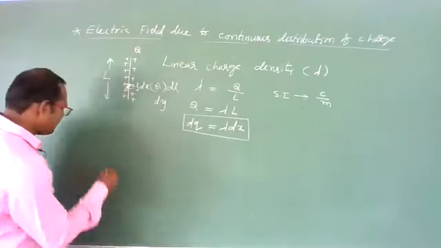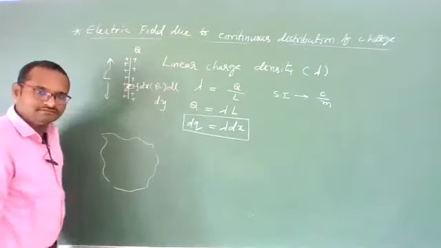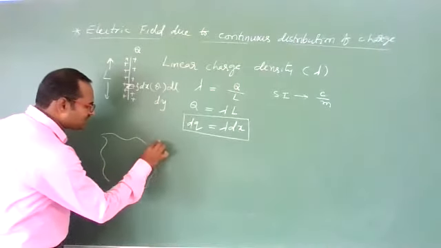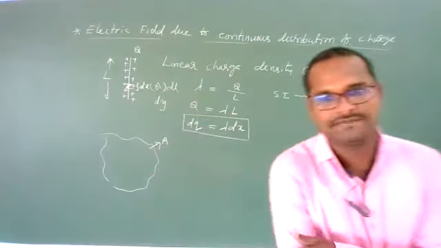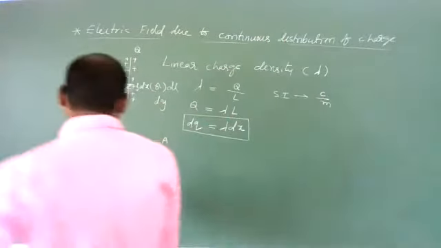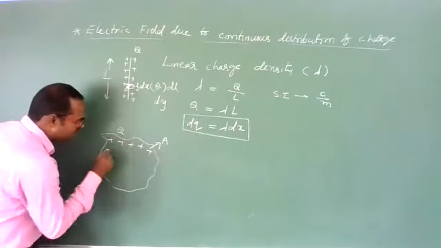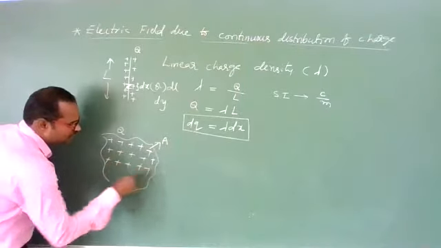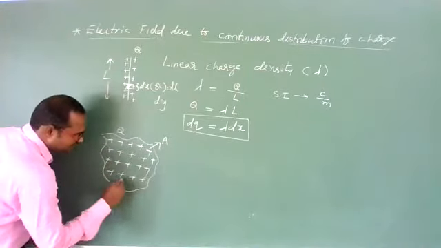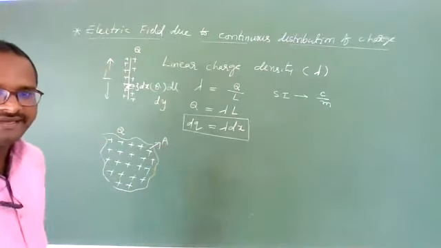Let us suppose we are having one surface. Let us suppose like this one surface is there, whose area of cross section is capital A. Now on this, a charge Q is distributed uniformly on its total surface. Total Q charge is distributed on its surface of area A.